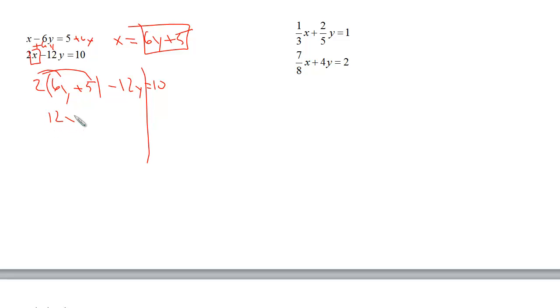Distribute that, 12y. And 12y, take away 12y, those cancel. I get 10 equals 10. This happens when it's a true statement, which means any value for y makes that statement true. So my suspicion would be then that these are coinciding lines. So let's take a look.